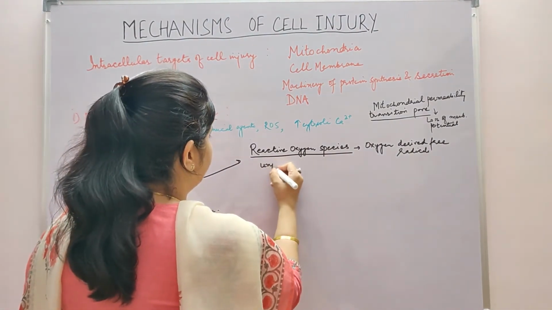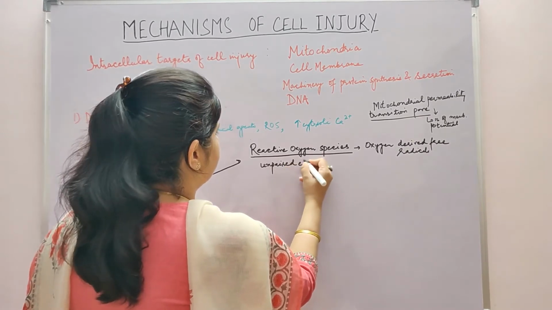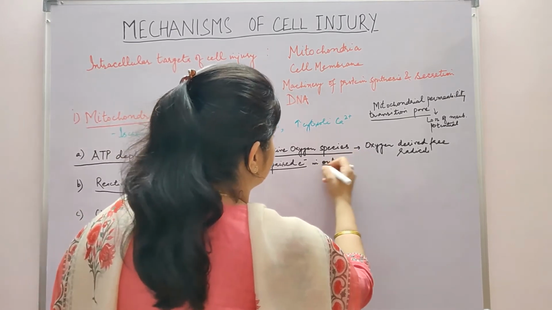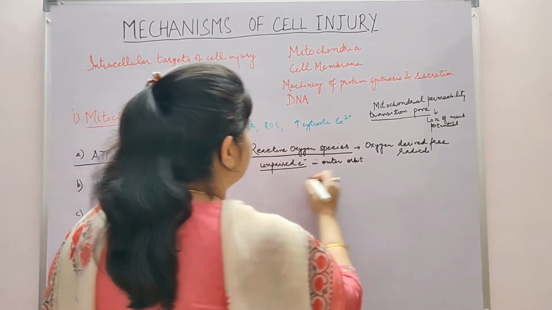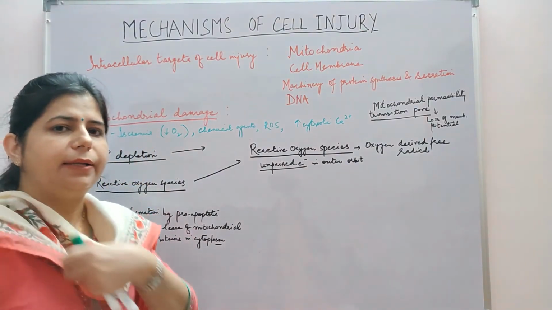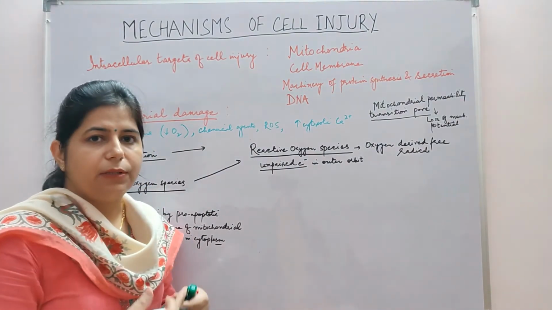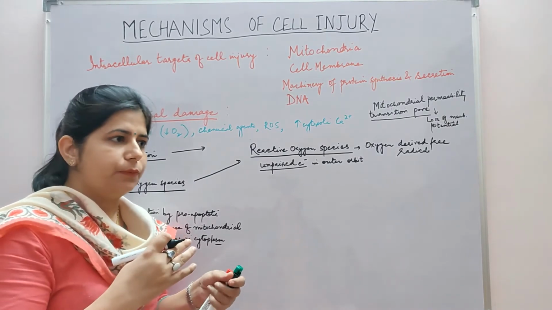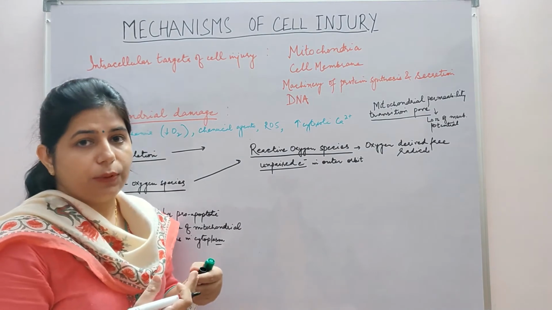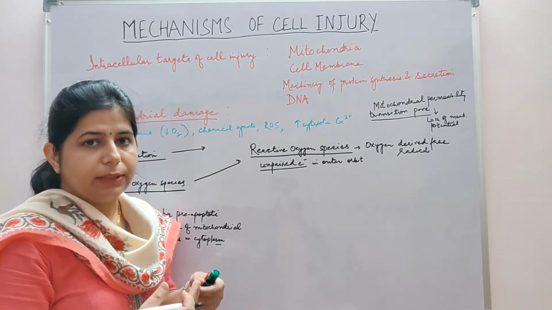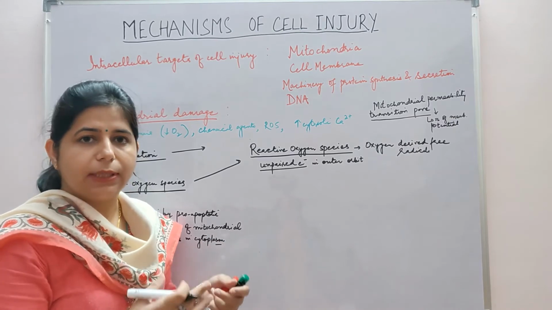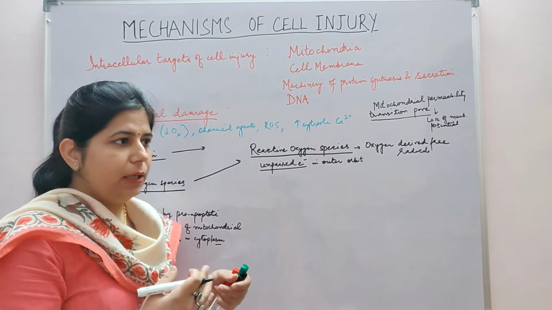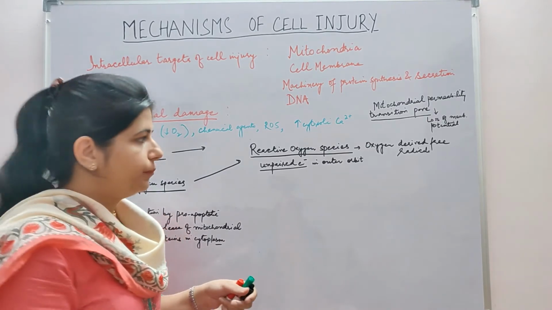So having an unpaired electron in the outer orbit is an unstable configuration. So these free radicals are highly reactive species. They react with inorganic and organic molecules, and they convert the molecule into a free radical. They attack the molecule, and the molecule is itself converted into a free radical. So they propagate a chain of damage.